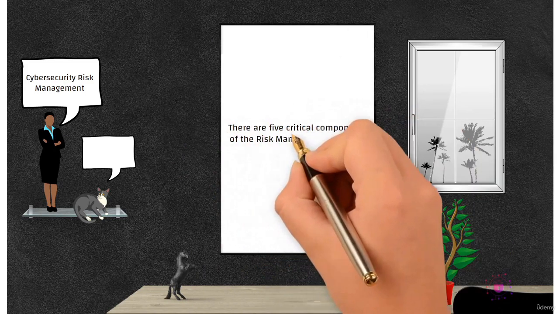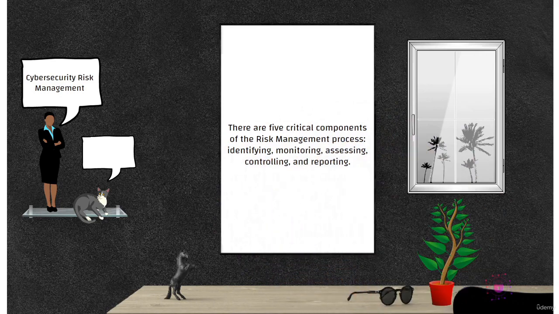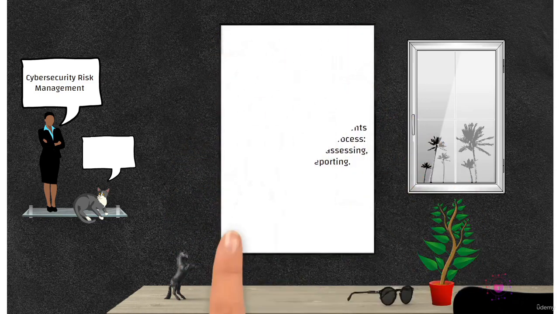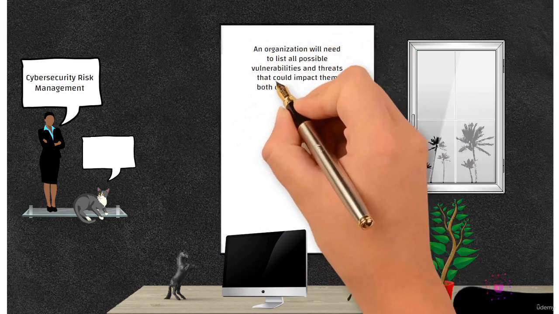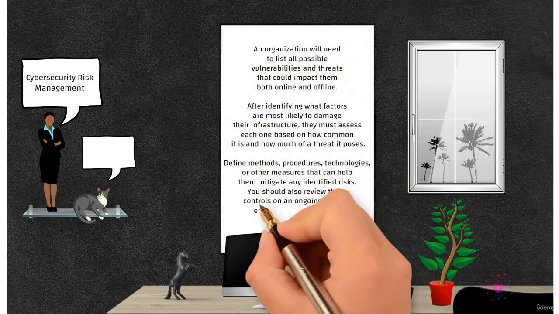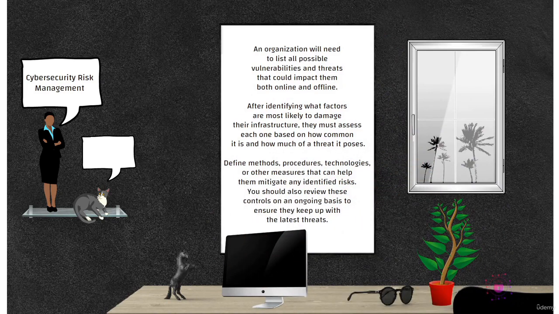There are 5 critical components of the risk management process: identifying, monitoring, assessing, controlling, and reporting. An organization will need to list all possible vulnerabilities and threats that could impact them both online and offline. After identifying what factors are most likely to damage their infrastructure, they must assess each one based on how common it is and how much of a threat it poses. Define methods, procedures, technologies, or other measures that can help them mitigate any identified risks. You should also review these controls on an ongoing basis to ensure they keep up with the latest threats.